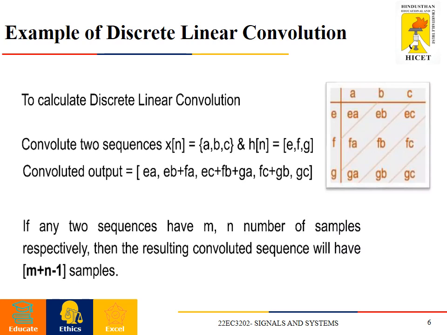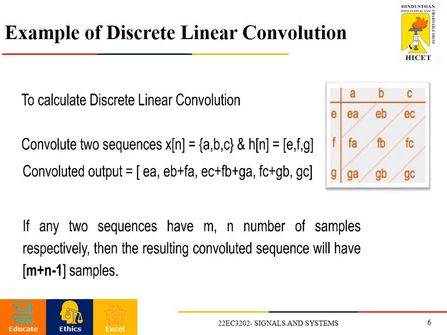The table represents the convolution of the two sequences, a, b, c in the horizontal and e, f, g in the vertical. A, B, C are samples of x of n. E, F, G are samples of h of n. Here E and A are multiplied. That is, the first sample of x of n and the first sample of h of n are multiplied. This is the first sample of the output.